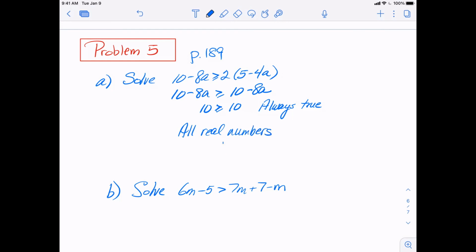And you can abbreviate that by simply putting the symbol for the set of real numbers. Now note that this is not infinite solutions. Right? That is not correct, because almost all inequalities have infinite solutions. So for this one, the solution needs to be all real numbers.